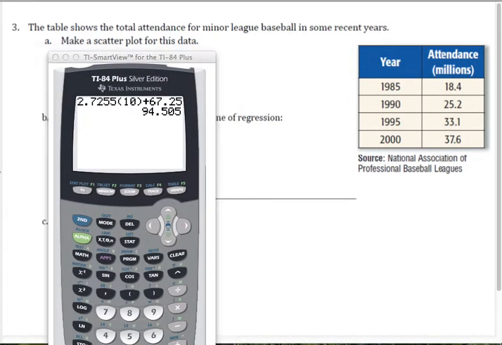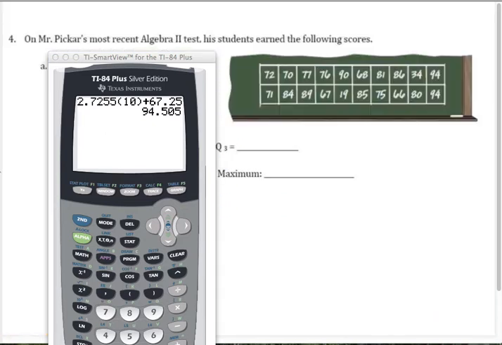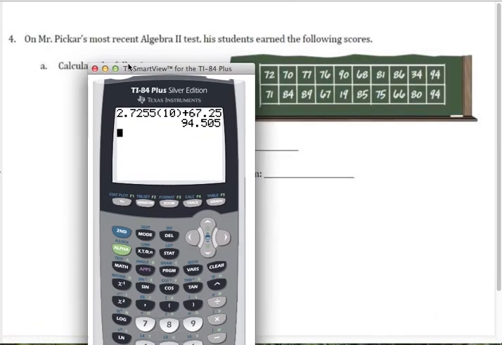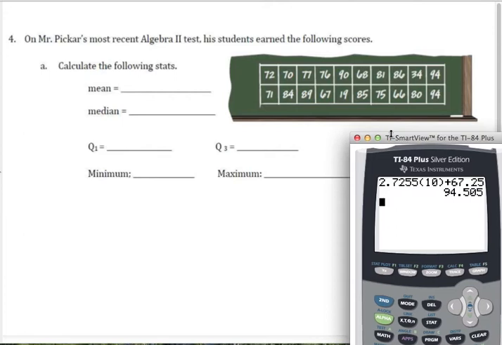What do we want to do now? I want to go to the last problem. Here it is, right here. This is on Mr. Picard's most recent Algebra 2 test. His students earned the following scores. So there's my scores. I think there's 2, 4, 6, 8, 10, 12, 20 scores altogether. Yeah, 20 scores altogether.